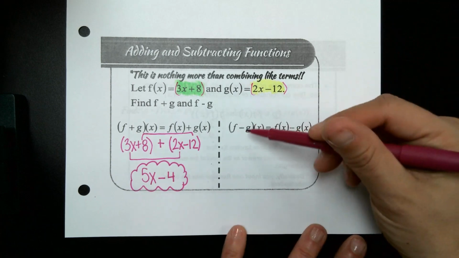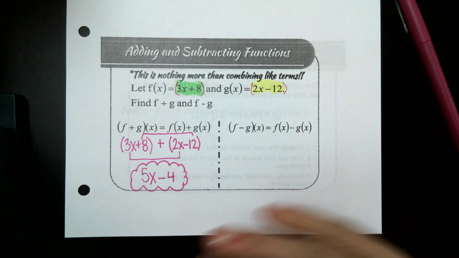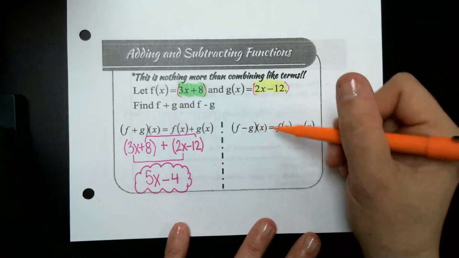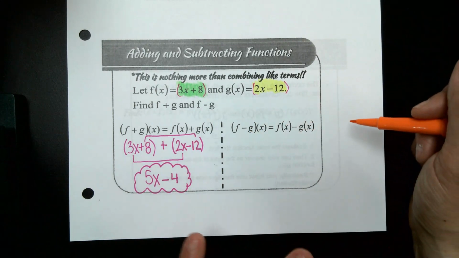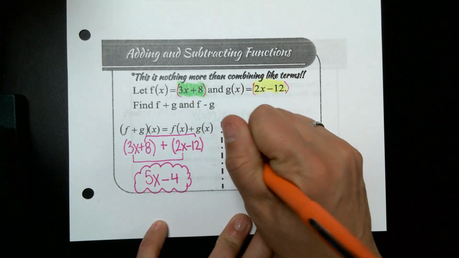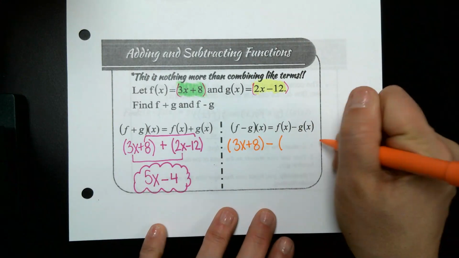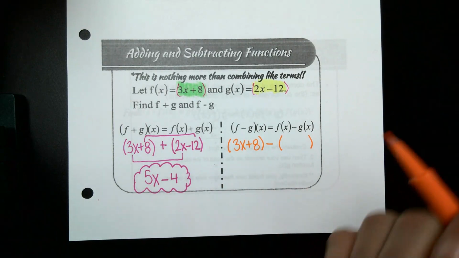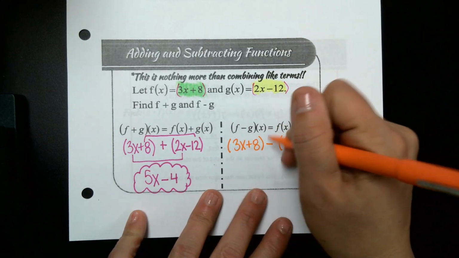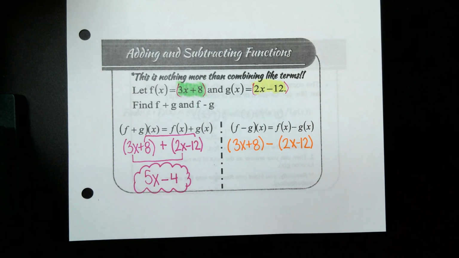Now, if you see a minus sign between them, pay attention to which one they list first, because it does specifically say to start with f and then subtract g. So you have to make sure you put the 3x plus 8 first. Subtraction order matters, addition order does not matter. So especially with subtraction, make sure you get it set up right. We're going to take the 3x plus 8 and subtract the 2x minus 12 from it. That's how I would set it up initially.